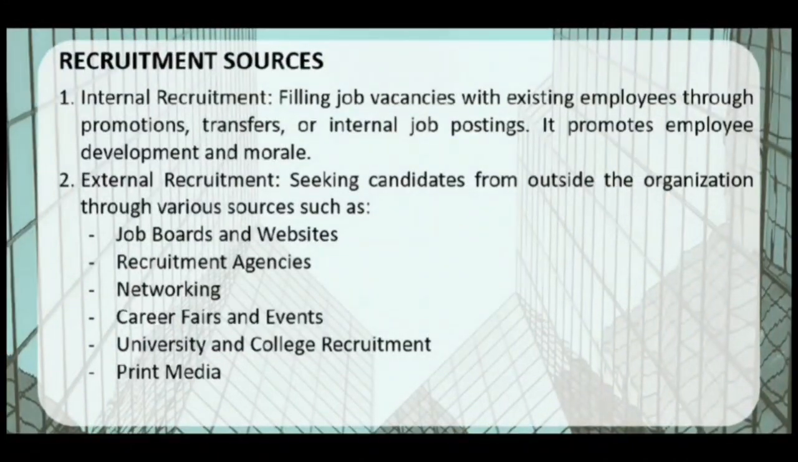Recruitment sources. First, internal recruitment. Second, external recruitment. It means seeking candidates from outside the organization through various sources such as job boards and websites, recruitment agencies, networking, career fairs and events, university and college recruitment, and print media.